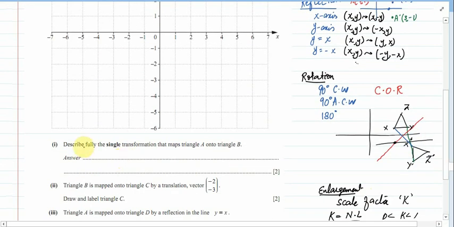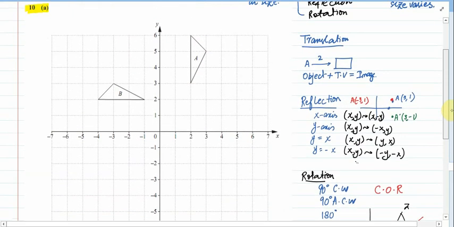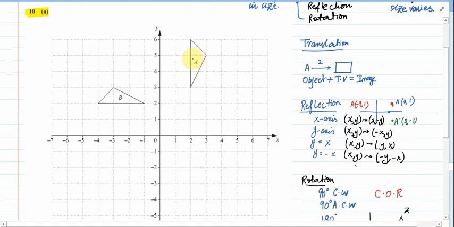It says, describe the single transformation that maps triangle A onto triangle B. If you observe that triangle A is transformed onto triangle B, what do you think, which type of transformation is it? And whatever the transformation it is, let's suppose you think that it's a reflection.